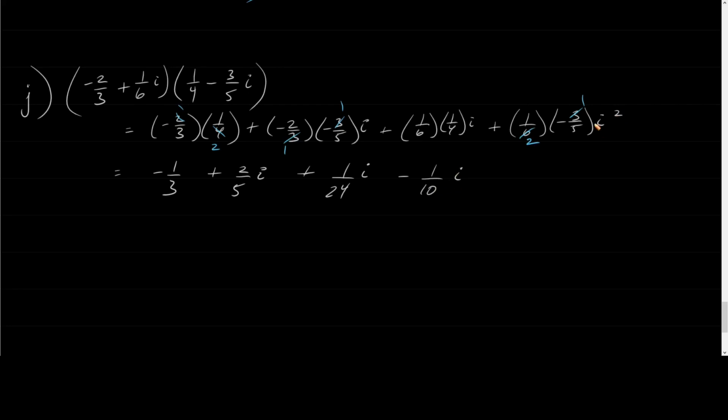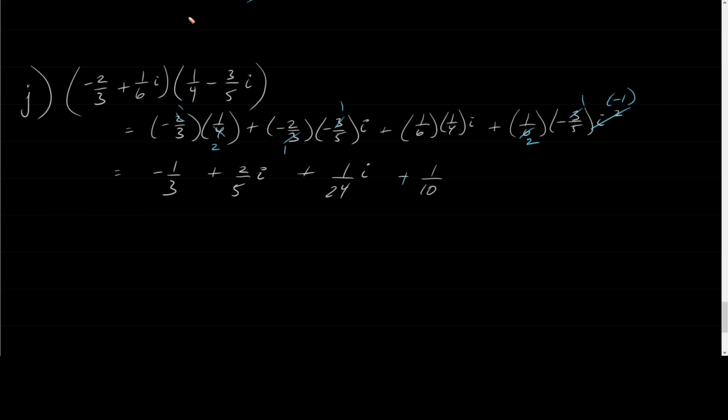But i squared is just negative 1, right? So in here, this is just negative 1. So we have here negative 1 times all of this. Well, a negative times a negative now is going to be a positive. There we go. So we fixed that.